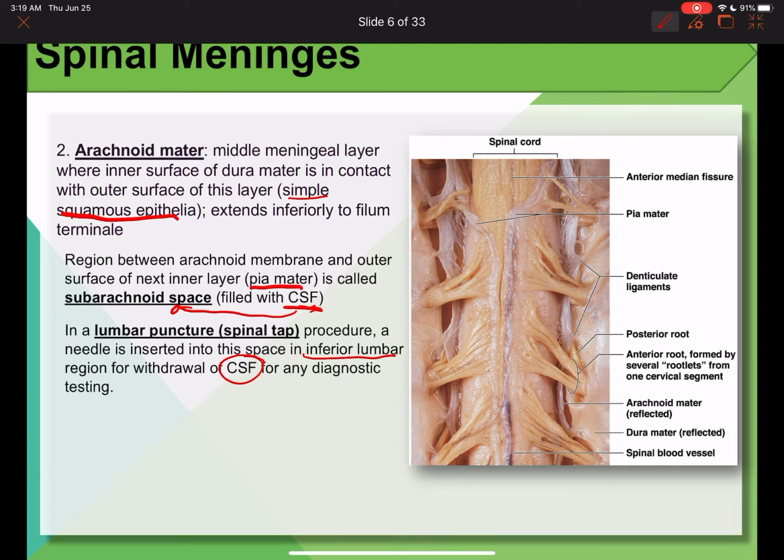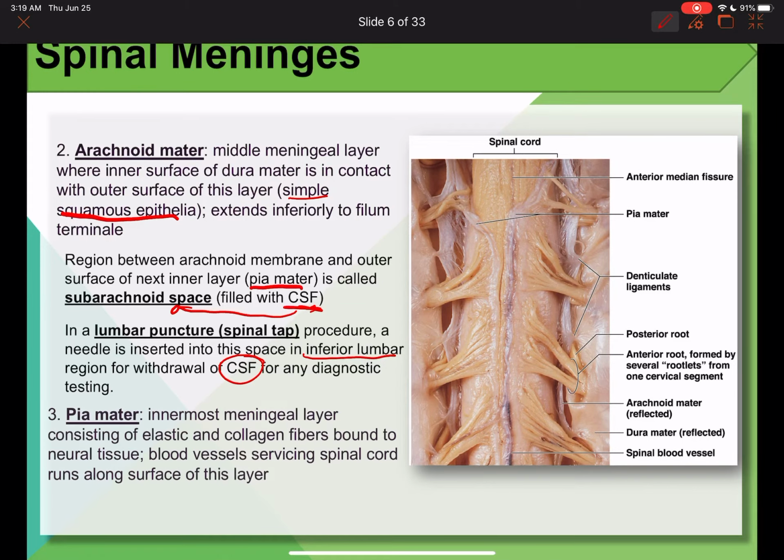So it's a different area that you're going into when you're talking about epidural versus lumbar puncture or spinal tap. Don't confuse the two. And then the most inner layer that surrounds the spinal cord, that is directly attached to the spinal cord, is the pia mater. And just like the pia mater of the brain, there are also blood vessels that run along the surface of this particular layer in the spinal cord.